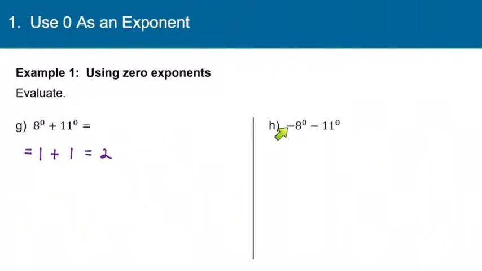On part H, we have negative 8 to the 0 minus 11 to the 0. Well, we know here that the negative is not part of the base. So the base of this first exponential expression is just 8. 8 to the 0 is 1. So here we have negative 1, then minus 11 to the 0, which is 1. So now we have negative 1 minus 1. That's going to be negative 2.